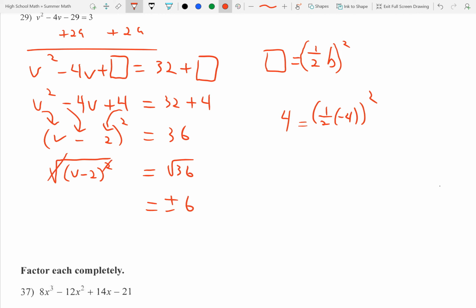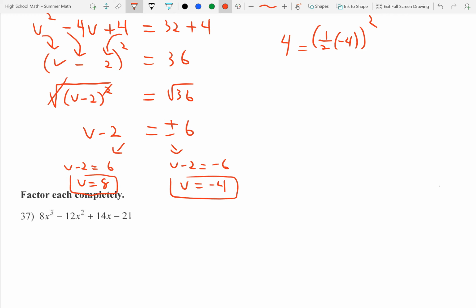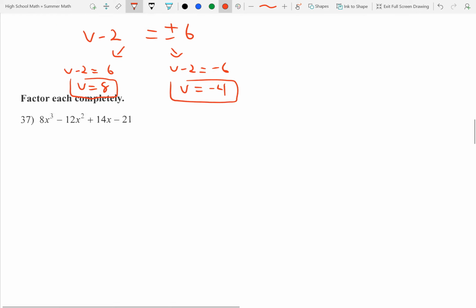We have v minus 2. Now we have two different statements. V minus 2 is a positive 6, and separately, v minus 2 is negative 6. Adding 2 to both sides here leaves us that v is 8. Adding 2 to both sides here leaves us v is negative 4. These are our two solutions. V is 8 and negative 4. You can substitute that in to see.